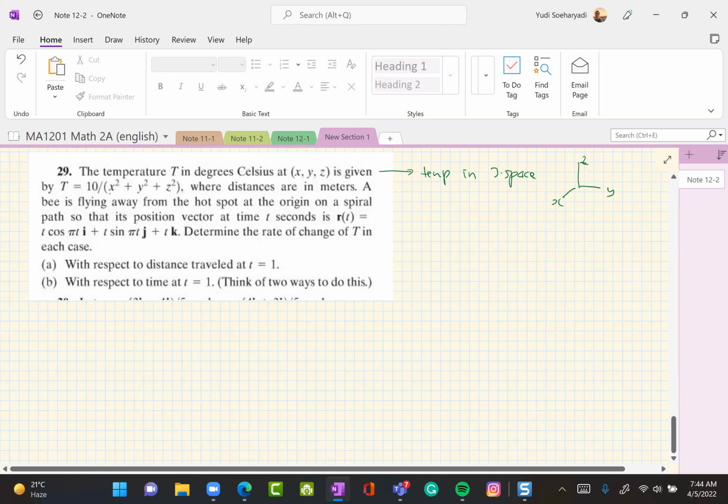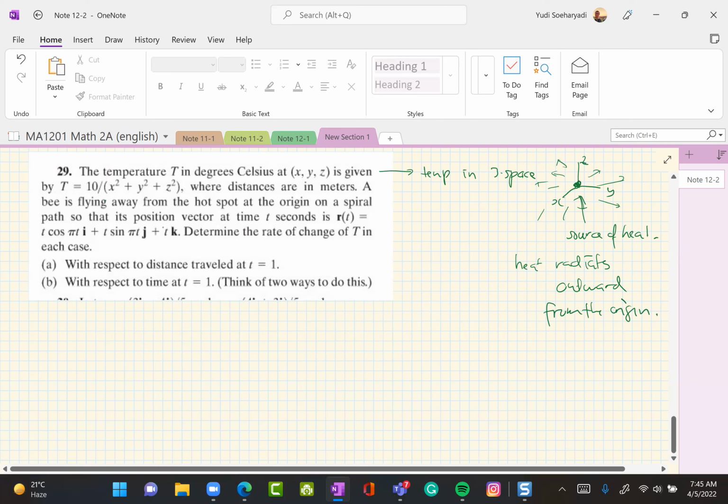Getting far away from the origin, x squared plus y squared plus z squared is getting larger, so temperature is getting lower. Apparently the source of the heat is there at the origin, and the heat radiates outward from the origin. All right, so for example, there's a bee flying from the hotspot at the origin on a spiral path.